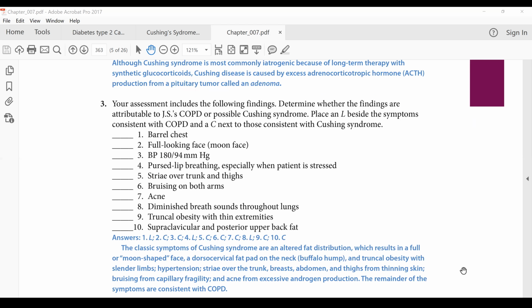All right, number 4. So you inform the physician of your assessment. And so the physician believes that JS has developed Cushing's syndrome and decides to change his prescription from dexamethasone, Decadron, to daily prednisone, Deltasone, given on alternate days. Why?